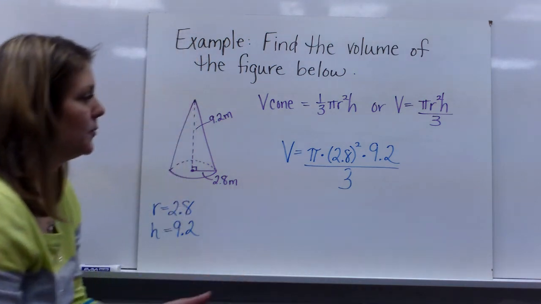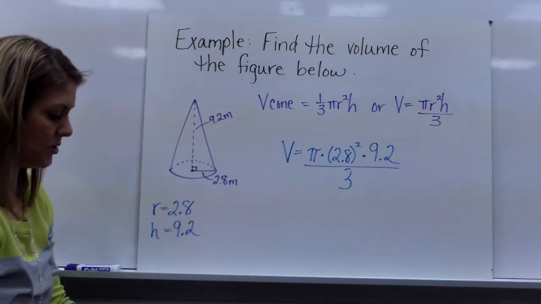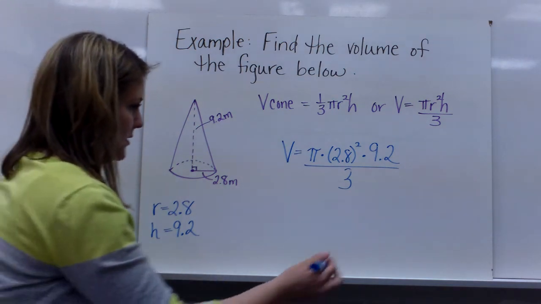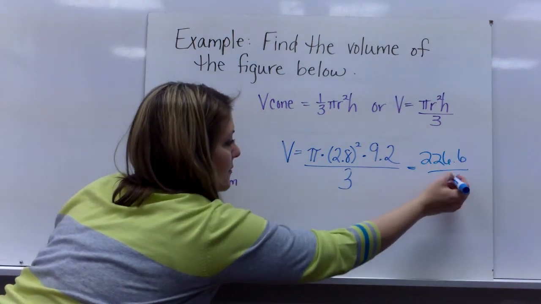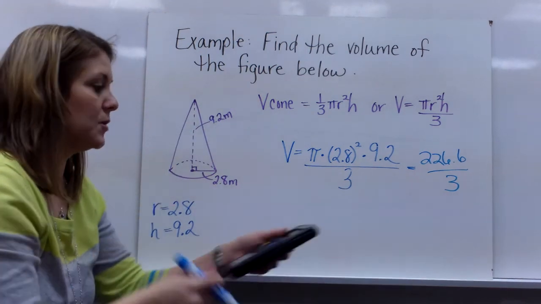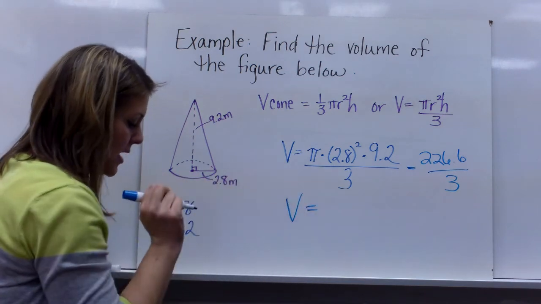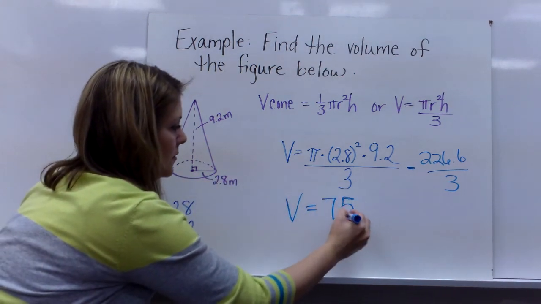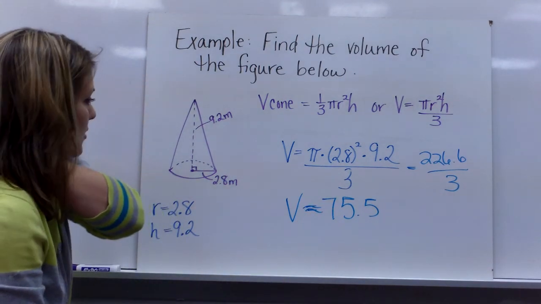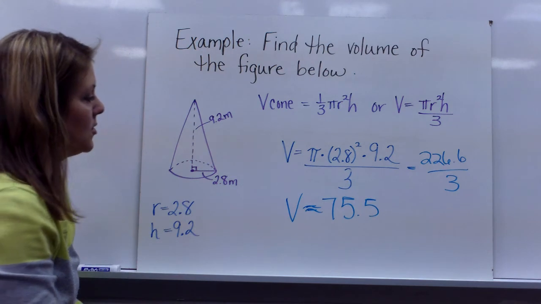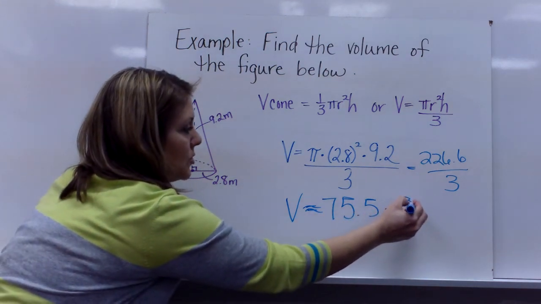So at the top here, when we look at the pi r squared h, we should get 226.6. But we have to remember we only want 1/3 of that. So we're going to divide that by 3, and then of course round to the tenths place. That gives us 75.5. Now remember, these are all approximate because we're using pi and we're rounding our numbers. So the volume for this cone is going to be approximately 75.5 meters cubed.